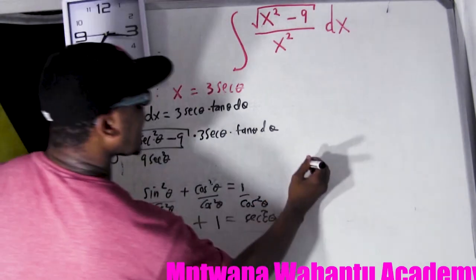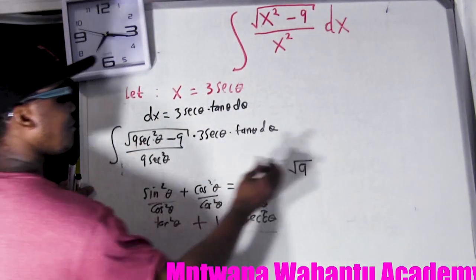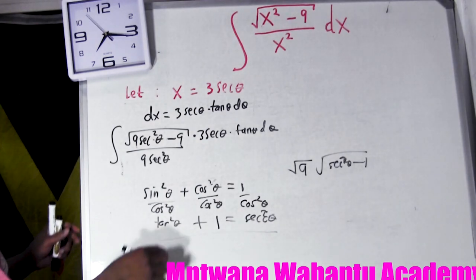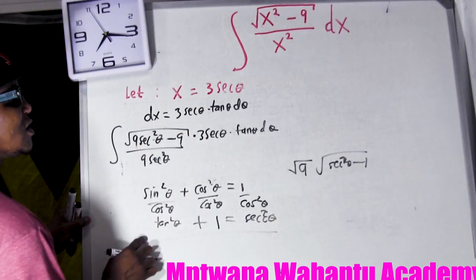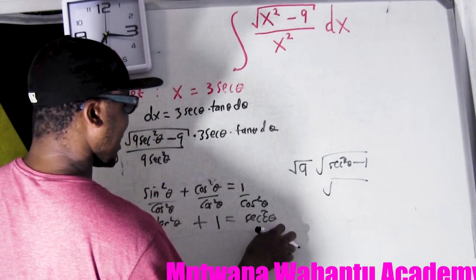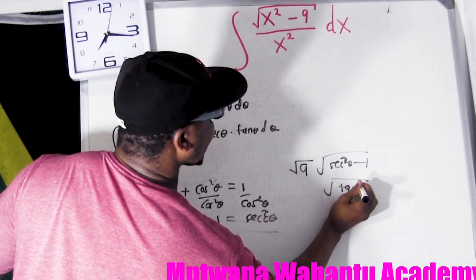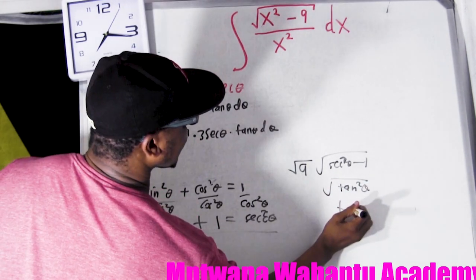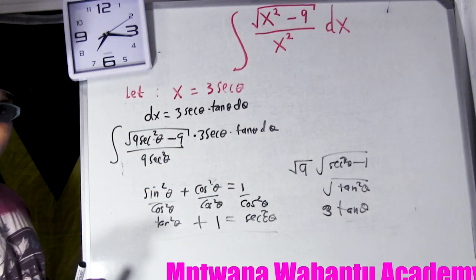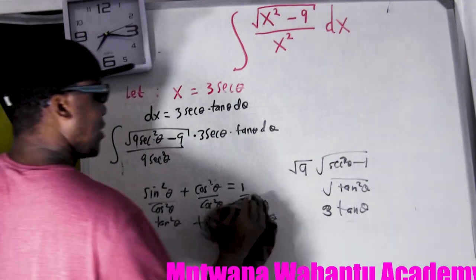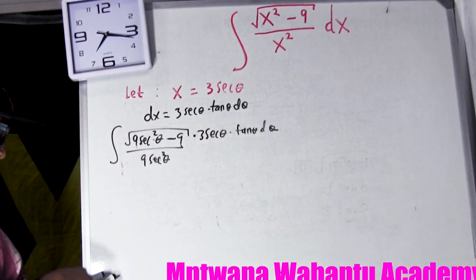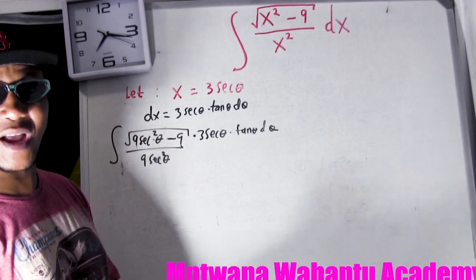So what happened here? You take 9 out of the bracket, and this is going to be sec squared minus 1. But what is sec squared minus 1? Sec squared minus 1 equals tan squared. So this part is going to be the square root of sec squared minus 1, which equals the square root of tan squared. And what is that equal to? Just tan angle. But here it is going to be 3 tan. See, I was explaining to you. With me, I can just do these in my head, but I'm doing it for you to understand, okay? Because you sent me the question, so you want to make sure that you understand.